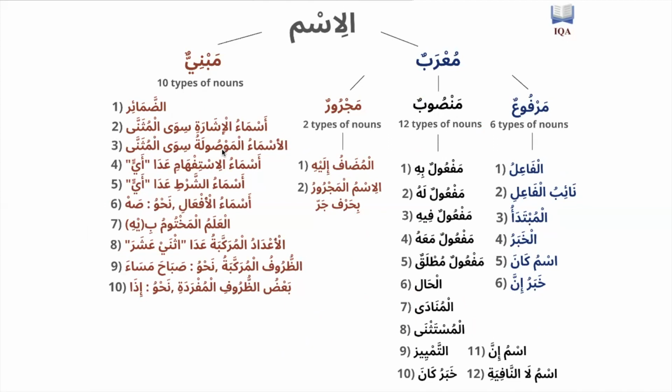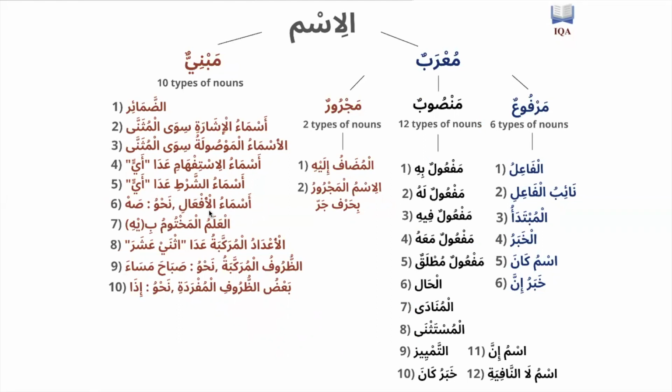Or asma al-mawsula, it's going to be a relative pronoun, right? Alladhi, alladhina, all of those are mabni. Siwa muthanna, except for the dual form like alladhani, according to some scholars. Asma al-istifham ada ay, all the nouns of asking question except for ay are all going to be mabni, right? So for example, ma, man kharaja, mata kharaja, all those are mabni.